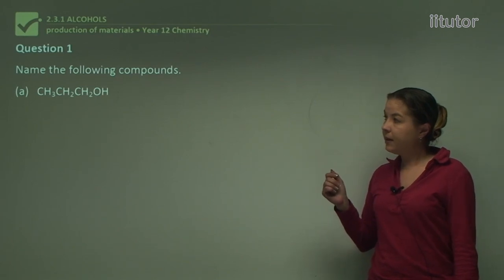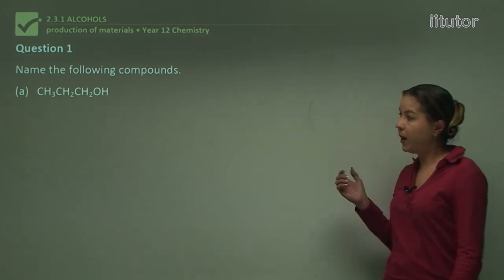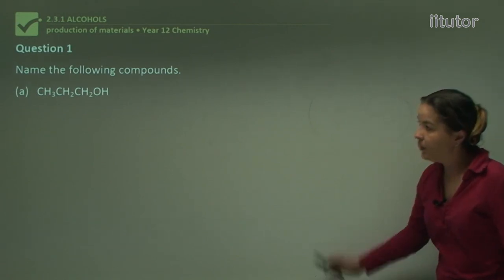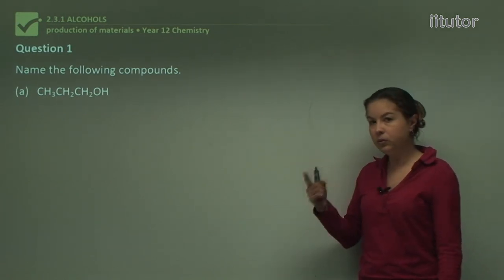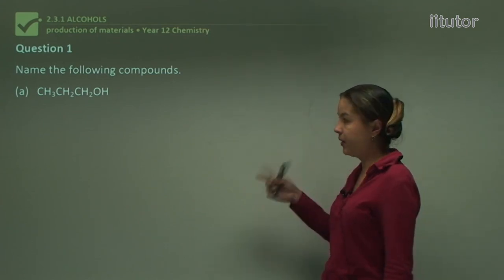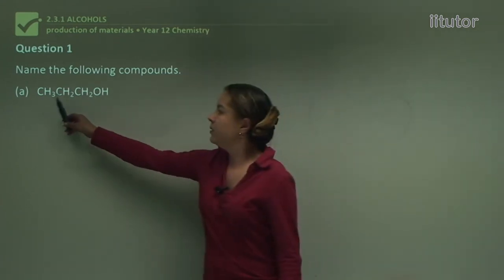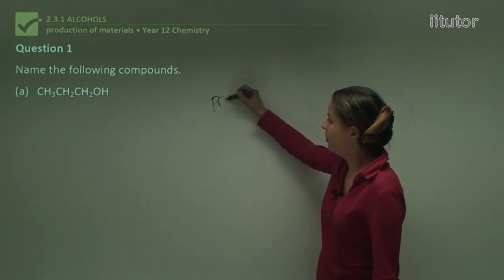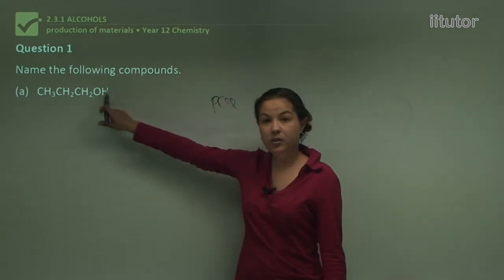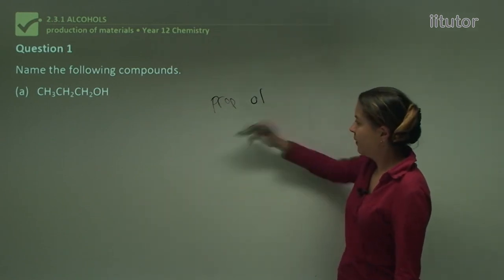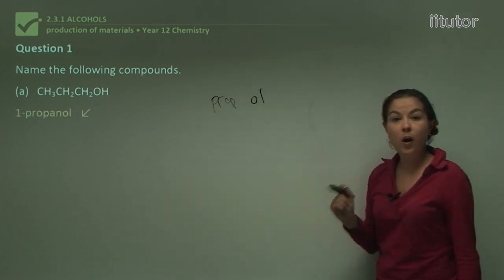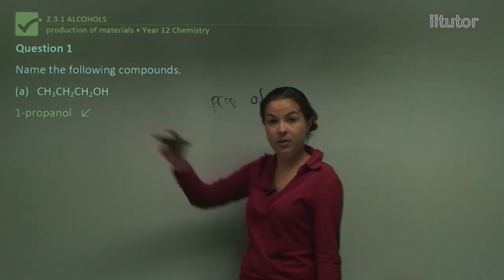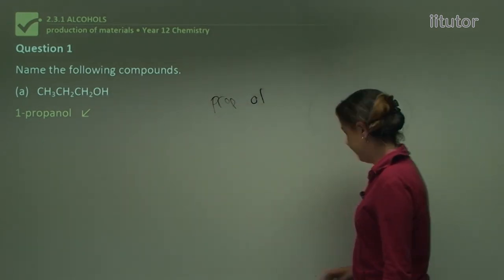Question 1, name the following compounds. This has 5 parts, A through to E, and we'll go through them one by one. So how do we name this compound? First of all, rule number 1, count the carbons. So count the carbon backbone: 1, 2, 3. So it's meth, eth, prop. So we start with prop. We know there's an OH group, so it's an ol. And then you put it together, and it's 1-propanol, because the OH group is right at the end, so it's on carbon number 1.